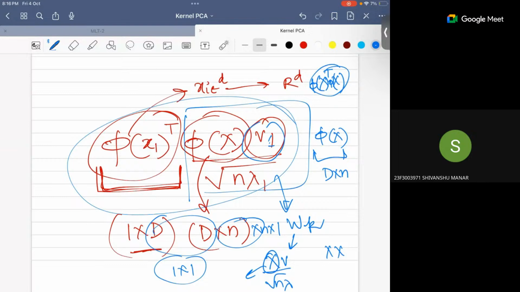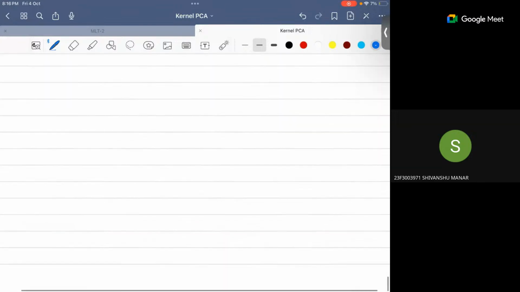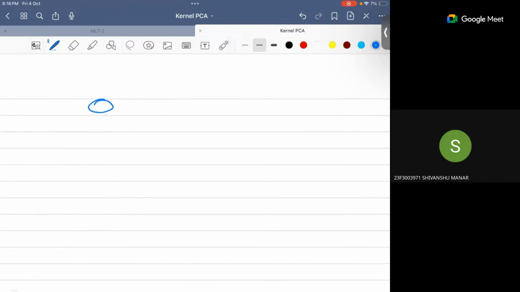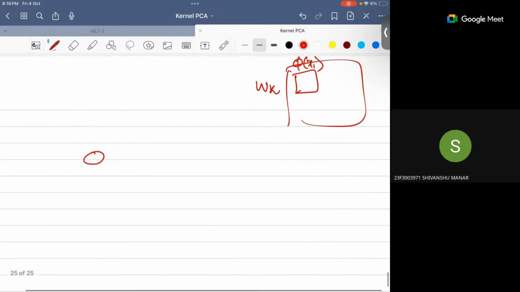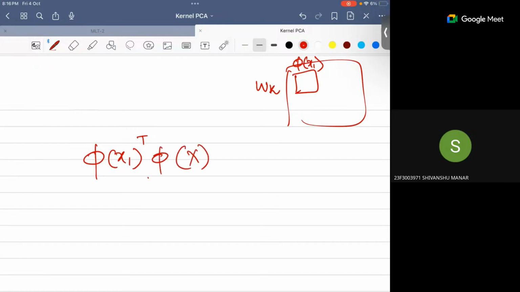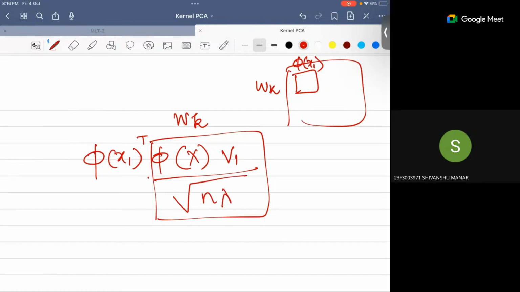But how will we calculate this phi of x1 transpose phi of capital X? How do we multiply these two? I'll tell you. Let's do it for one example. I have to calculate this value, the first one. So this is phi of xi and this is the Wk-th projection. What will be the value? Phi of xi transpose phi of capital X, because this is coming from the W. This is Wk, and we already know the formula: Wk equals X times v1 upon the square root of n lambda.